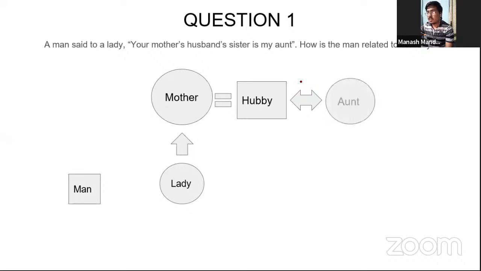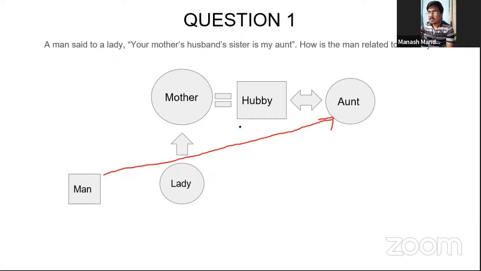So this symbol, and this is the aunt. This man said to this lady that your mother's husband's sister is my aunt. So this aunt is this person's aunt. But if you see the relationship, this person is also the aunt of this lady.